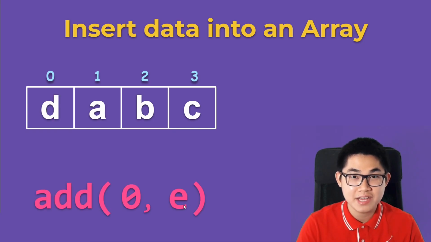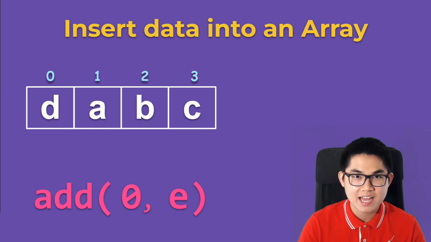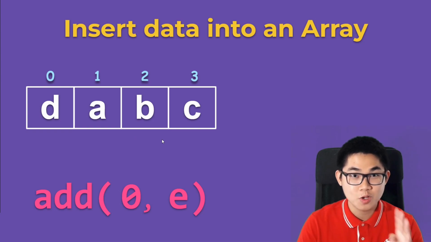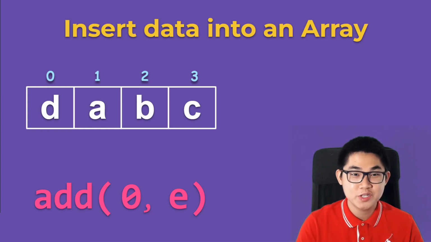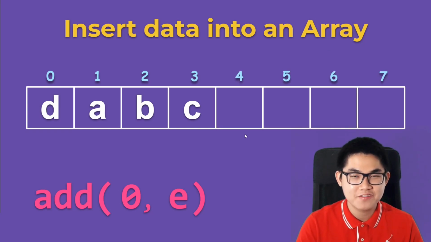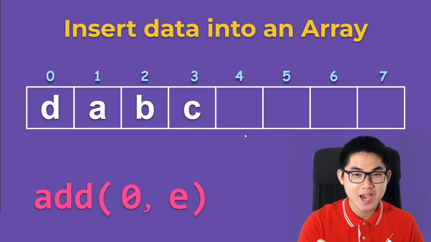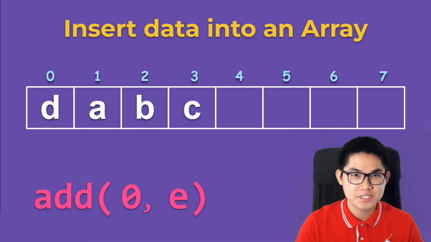Let's insert the letter E at the beginning of this array, or at index 0. The first step is to check to see is there still enough space inside this array. So the number of elements is 4. There are 4 letters. And how about the array length? The number of squares inside this array is also 4. And because 4 is equal to 4, we know that there's no more space inside this array. So what we can do is double the length of the array. And don't worry, I will show you how to do exactly this in Java or C.